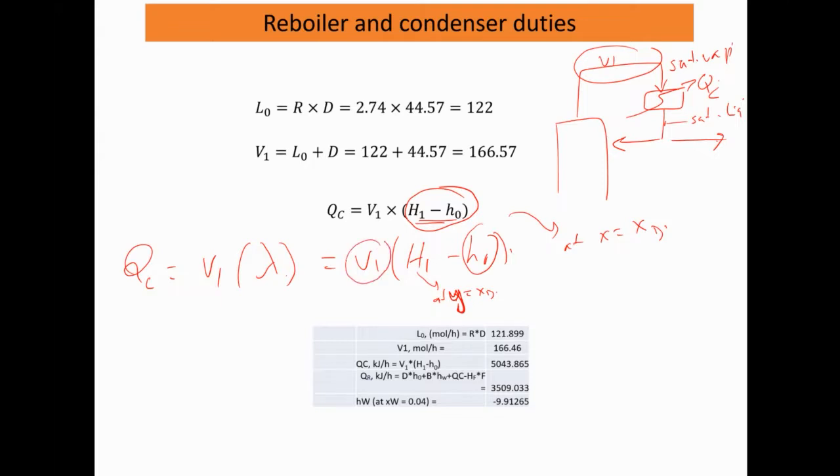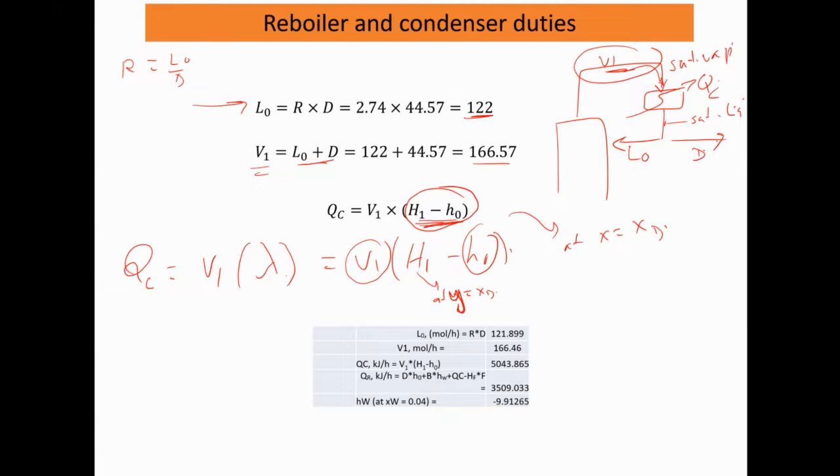But I don't know V1. How are we going to get V1? We can get L0, this is going to be L0, and this is D. I know L0 is R times D, because R is basically L0 over D. So I can get L0. And if I add L0 to D, I will get V1 here. This is simple, I think. So V1 is going to be 166.57. Multiplied by the delta H of vaporization, which is determined from H1 and H0, already located in the diagram, I will get QC.